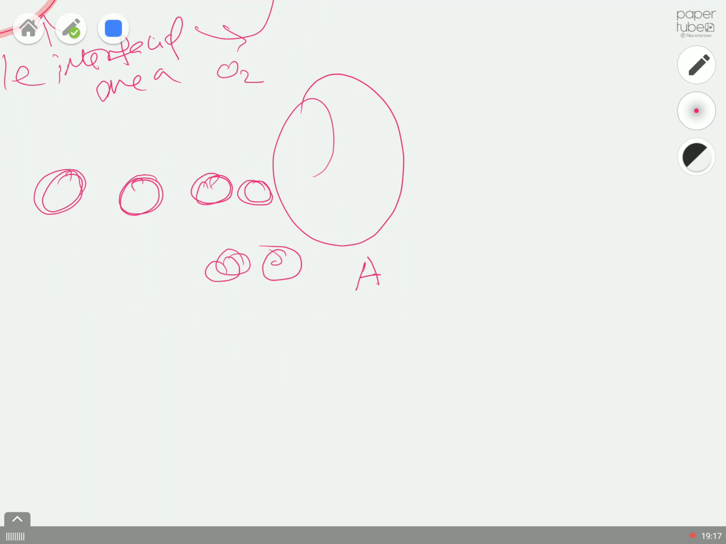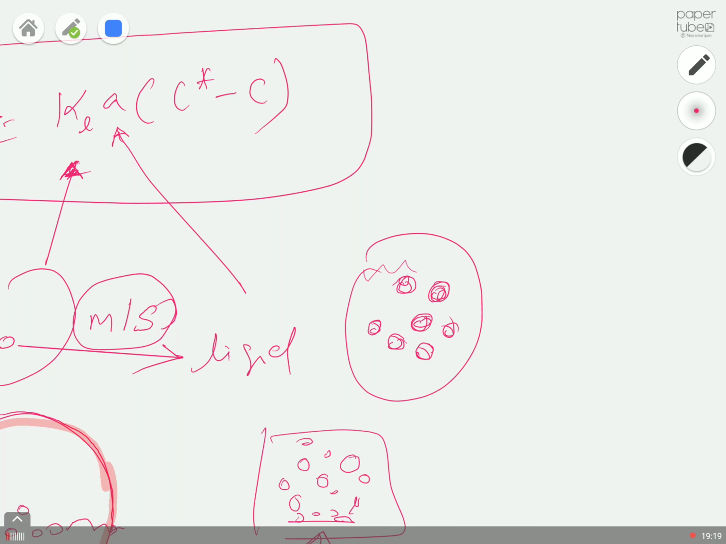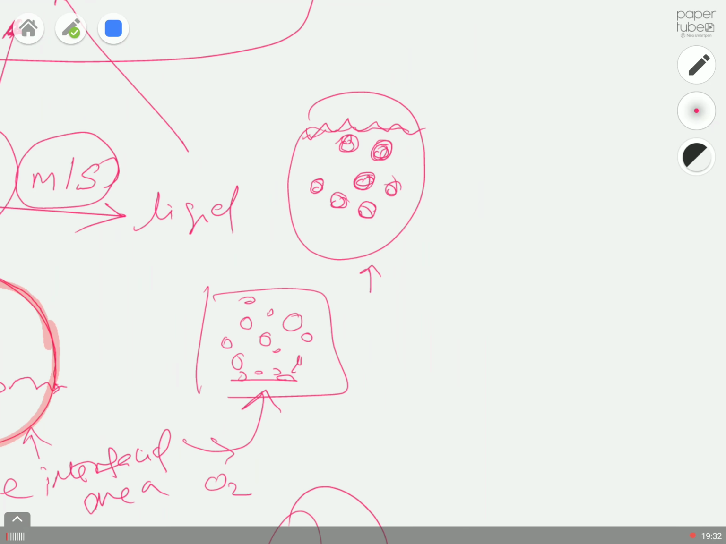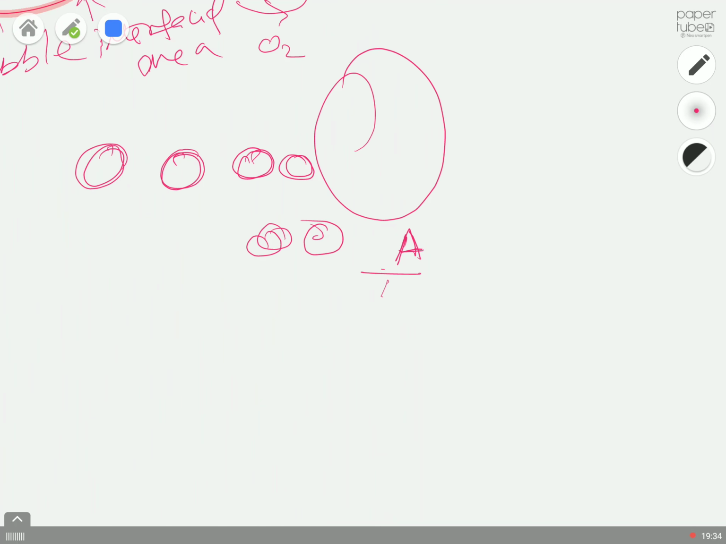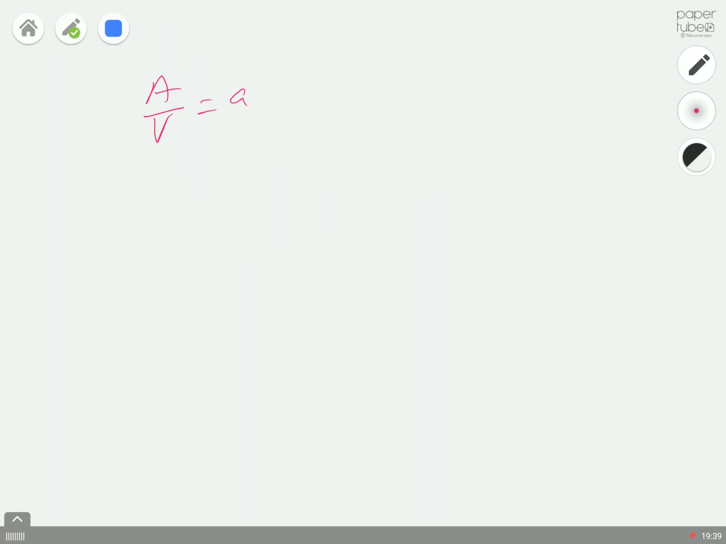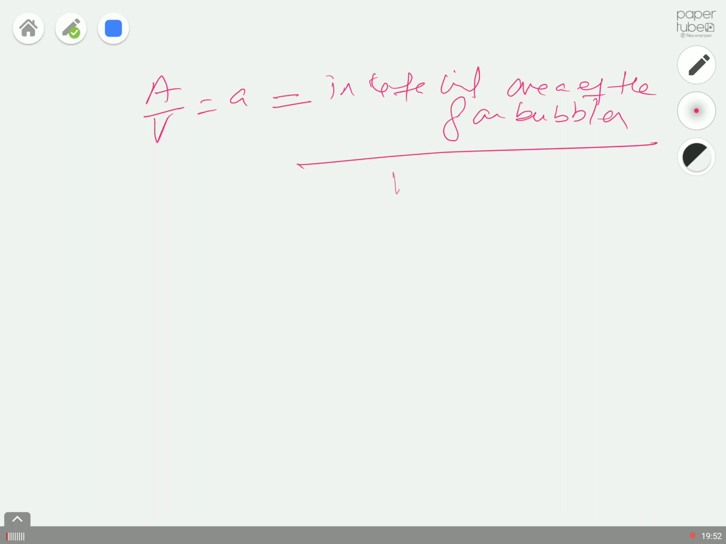Just assume somehow we managed to calculate the area of all the bubbles, and let's call it A. And you know the volume of your reactor, how many liters of liquid you have inside the fermenter, say V liters. So A by V, that will be equal to your a, where a is the interfacial area of the gas bubbles per volume of reactor.